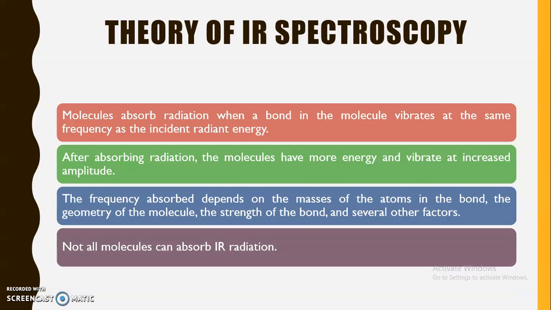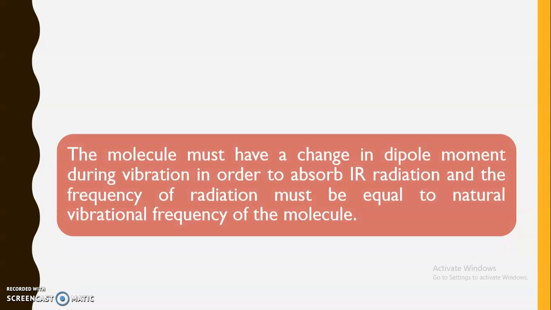Not all molecules can absorb IR radiations. Those molecules which are homonuclear diatomic, for example chlorine and bromine, do not absorb the infrared radiation. Now why do these molecules not absorb the infrared radiation? The reason is dipole moment. What is the meaning of dipole moment?